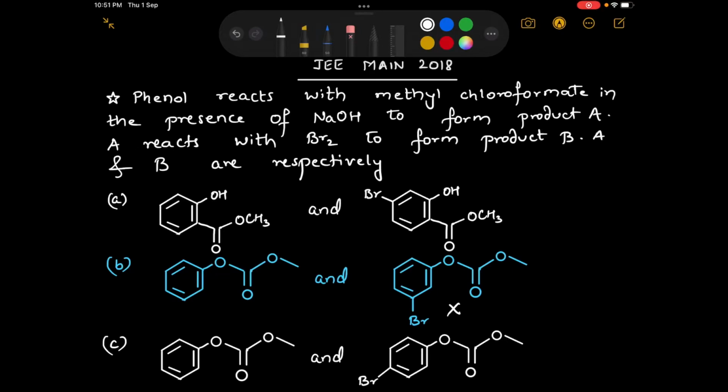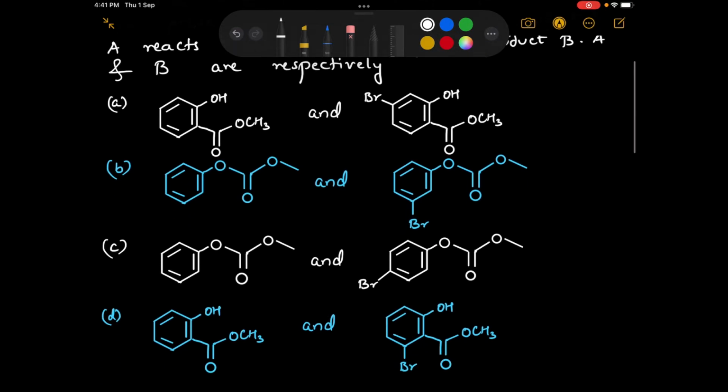This question had appeared in JEE Mains 2018. Phenol reacts with methyl chloroformate in the presence of NaOH to form product A. A reacts with Br2 to form product B. We have to identify A and B respectively. So there are four options being given.